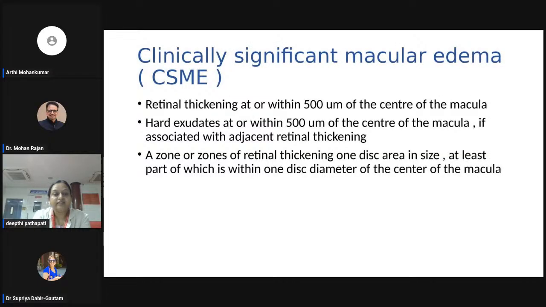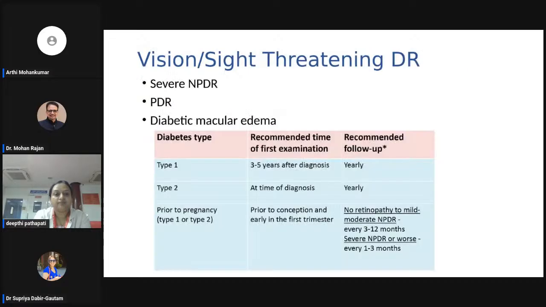What is clinically significant macular edema or CSME? Retinal thickening at or within 500 micrometers of the center of the macula, hard exudates at or within 500 micrometers of the center of the macula if associated with adjacent retinal thickening, or a zone or zones of retinal thickening one disc area in size, at least part of which is within one disc diameter of the center of the macula. Vision or sight-threatening diabetic retinopathy is severe NPDR, PDR, and diabetic macular edema.